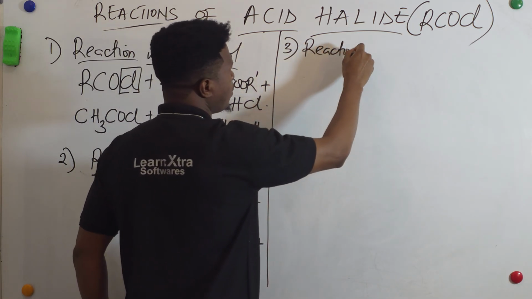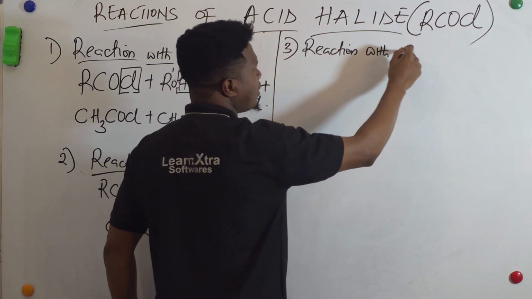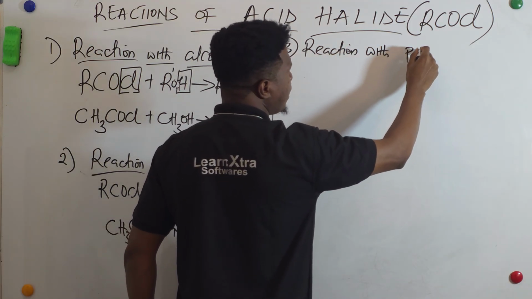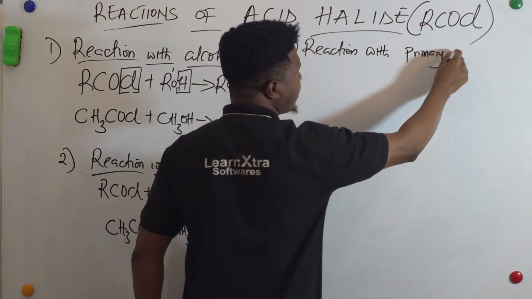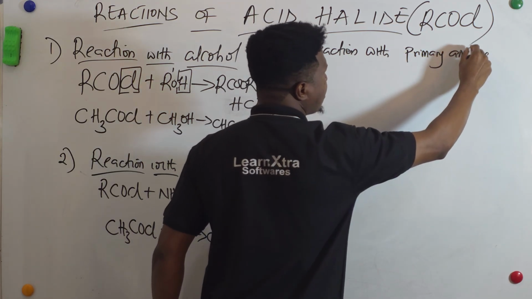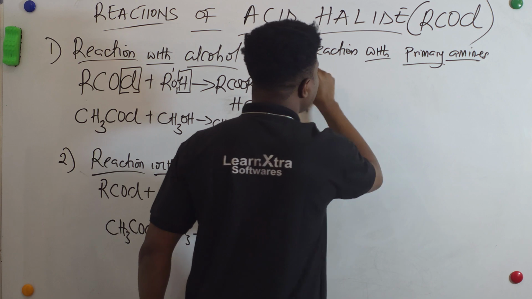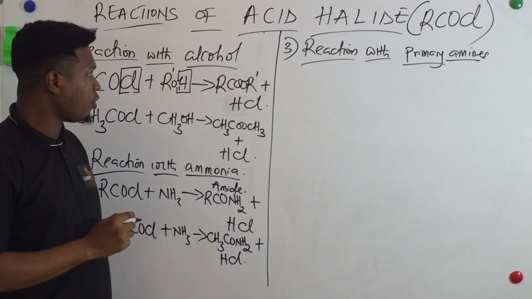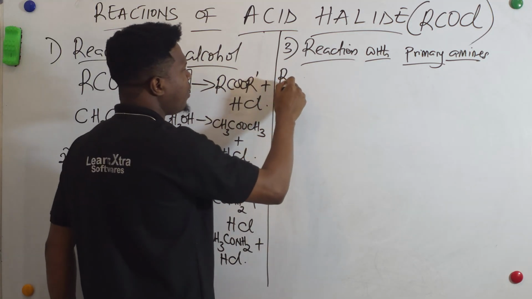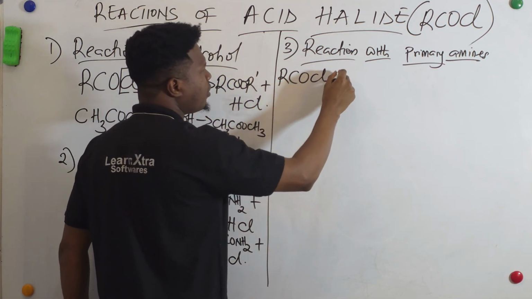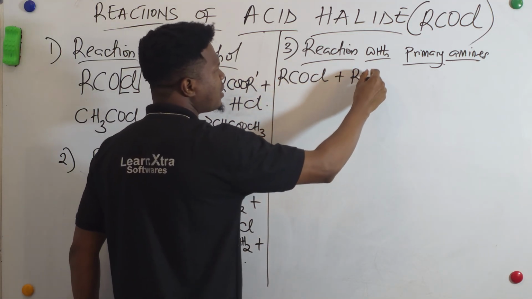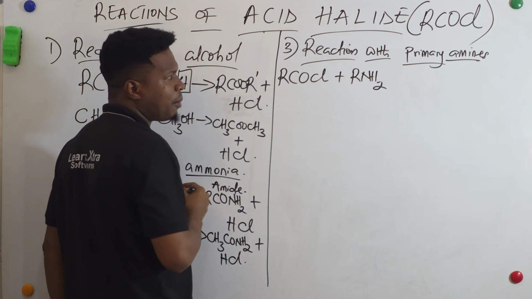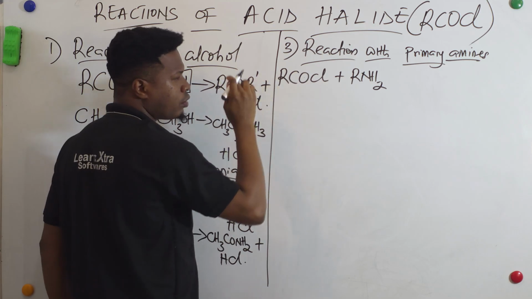So the third reaction now will be reaction with a primary amine, or you can say reaction with amines. The class of amines is going to form. So in this reaction, if you have RCOCl plus a primary amine, when the reaction happens, the hydrogen will pick up the chlorine to form HCl.